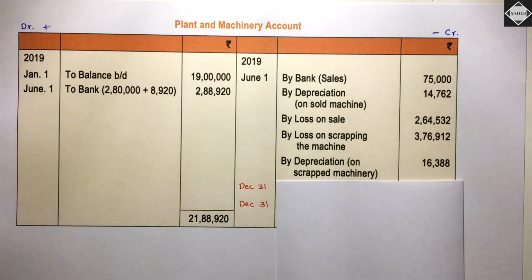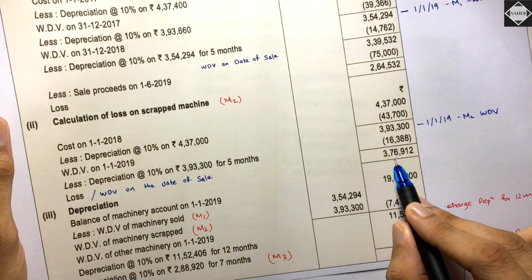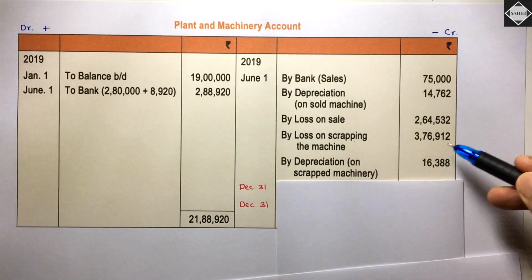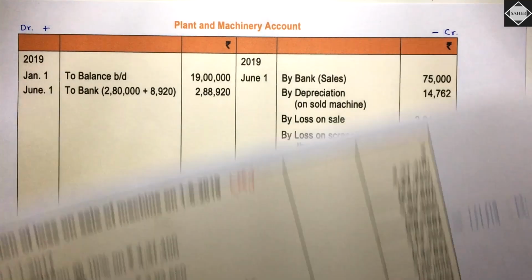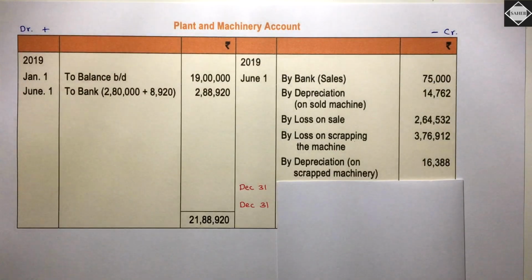So what was the loss? The loss was how much? The entire WDV on the date of sale, that was 3,76,912. So that's the loss, by loss on scrapping the machine. Fine, 3,76,912. Clear? Simple, this thing. All right, easy. After that, what happened?